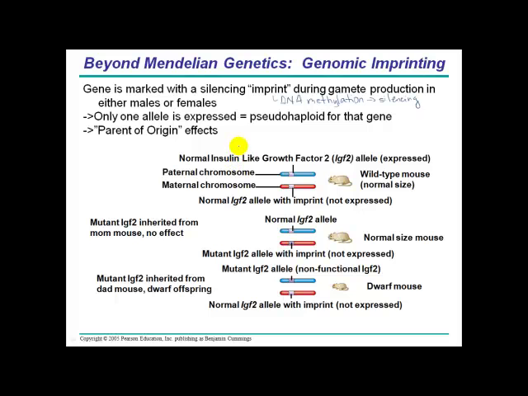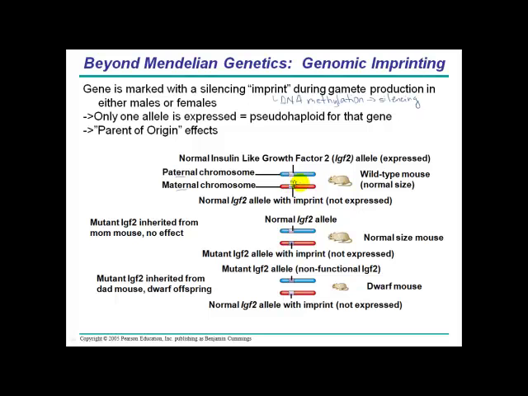This gene is imprinted in such a way that the paternal chromosome, so the chromosome that an individual inherits from their dad, expresses the IGF2 allele, whereas the maternal chromosome, the chromosome that they inherited from their mom, is marked with a methylation imprint, right? This little asterisk is supposed to signify methylation, and silenced.